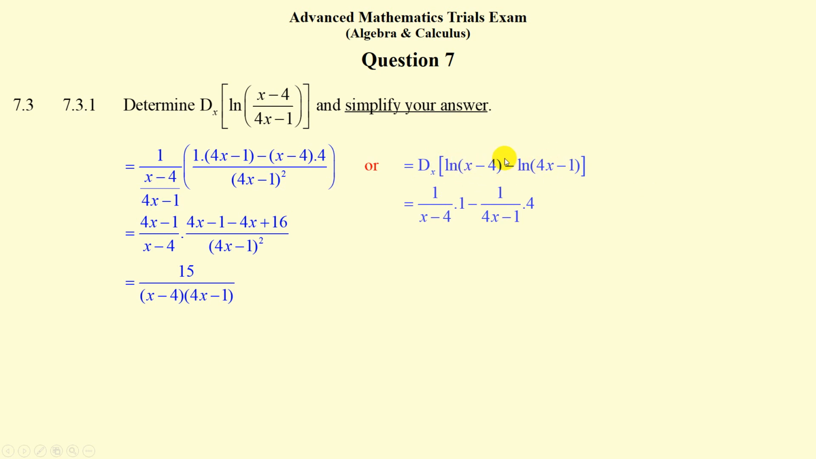Both of those are composite functions needing chain rule. Ln of x minus 4, so we get 1 over x minus 4 times derivative of the inside, which is just 1. You don't have to show it, but I'll show it for you. Derivative of ln of 4x minus 1 is 1 over 4x minus 1 times derivative of the inside, 4. Which, if we find a common denominator, we get the same answer.